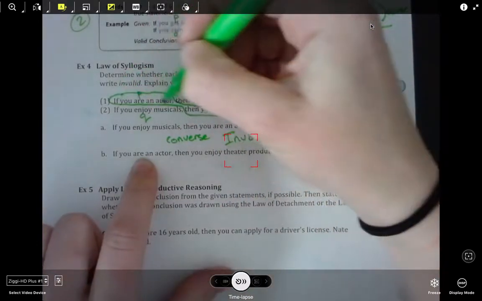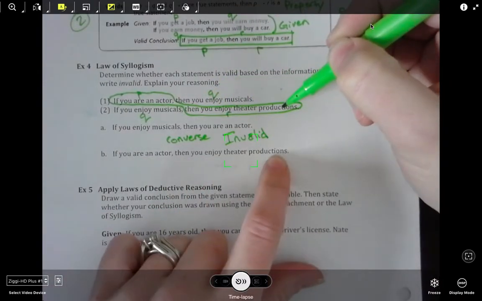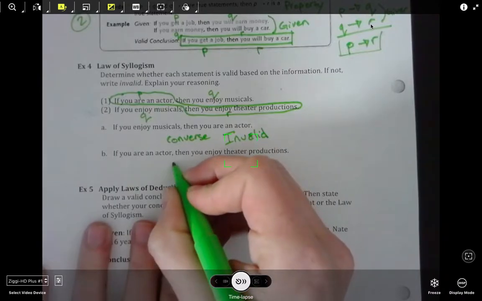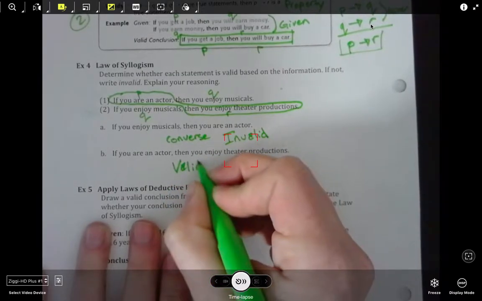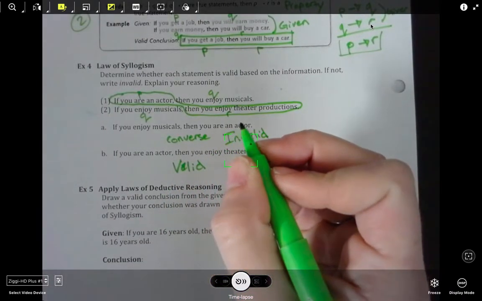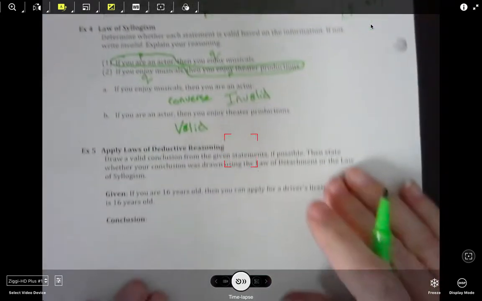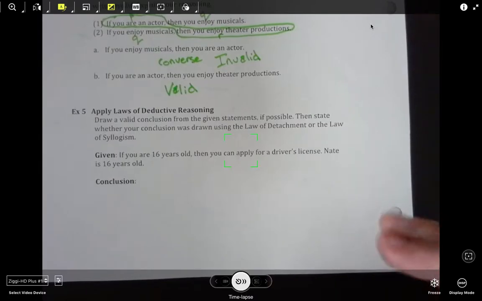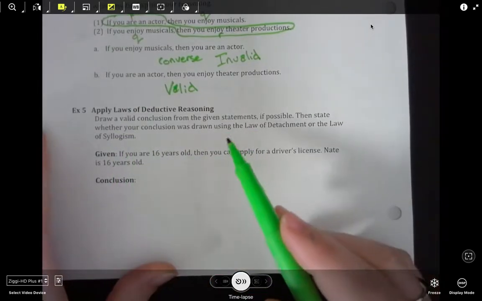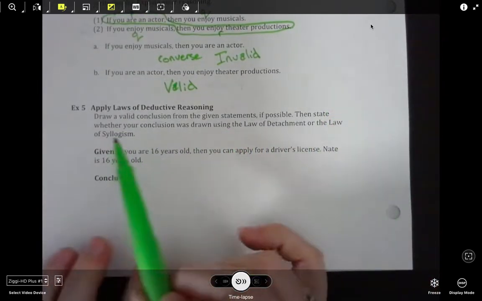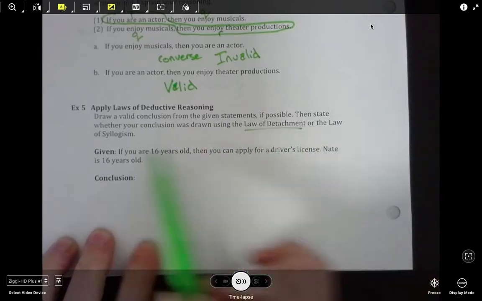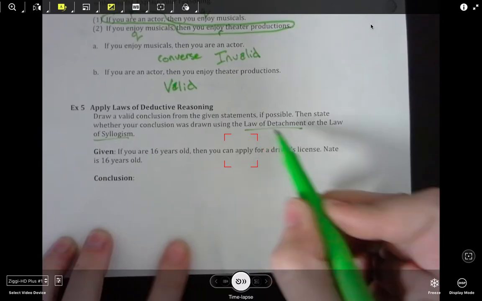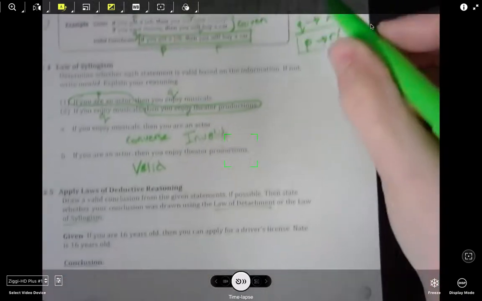If you are an actor, then you enjoy theater productions. That is true because it said PQ, QR, PR. So that is valid. Valid, and we are good. Okay? Example 5, last one. Apply the law of deductive reasoning. Okay, draw a valid conclusion from the given statements if possible. Then state whether you used the law of detachment or law of syllogism. Okay, the law of detachment has just 4 pieces. The law of syllogism has like 6. P, Q, Q, R, P, R.